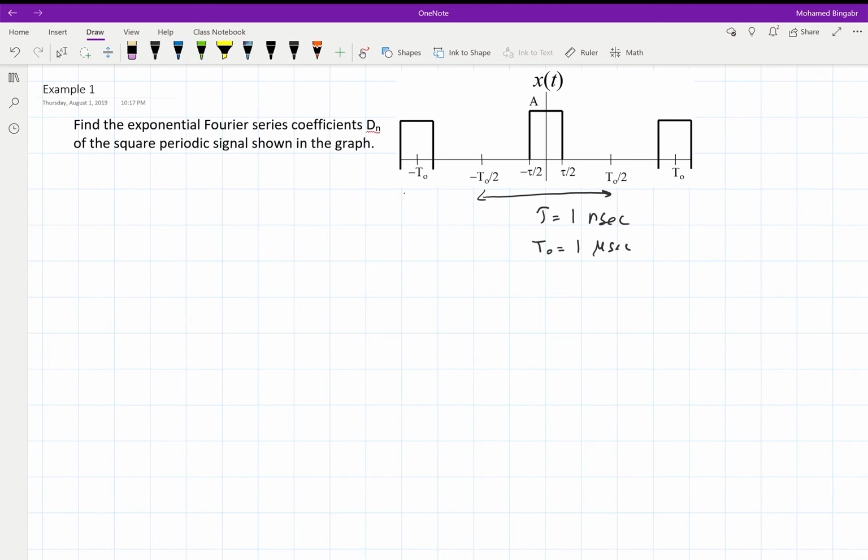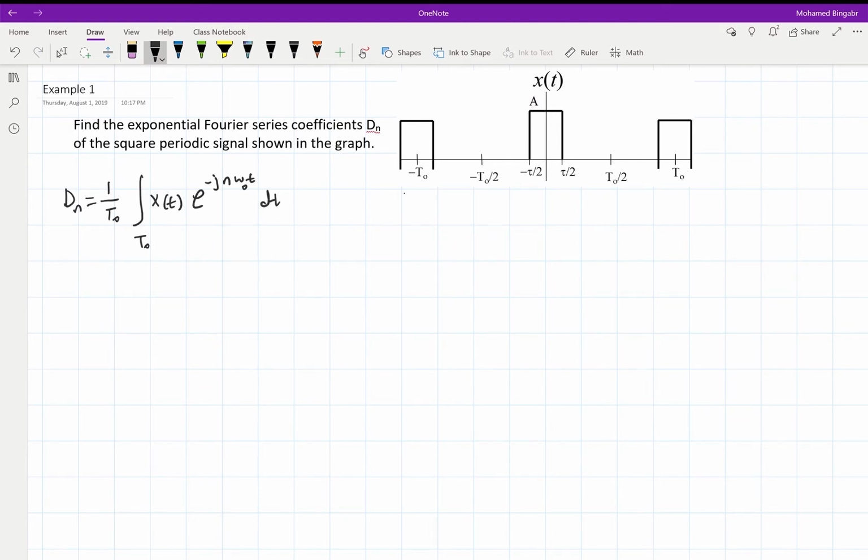Now the question is, I want to know what the frequency content in this signal is, so I can figure out how much channel bandwidth, how big the medium should be, to transmit this digital signal, these pulses. Well, we're going to use the exponential. So we know that dn equals 1 over t0, the integral over a full period of the signal, e to the minus j n omega 0 t dt. Remember, omega 0 is 2 pi f0, and this will be 1 over t0.